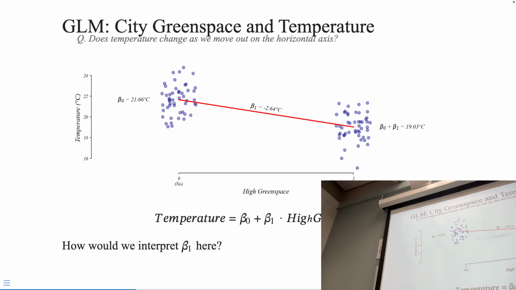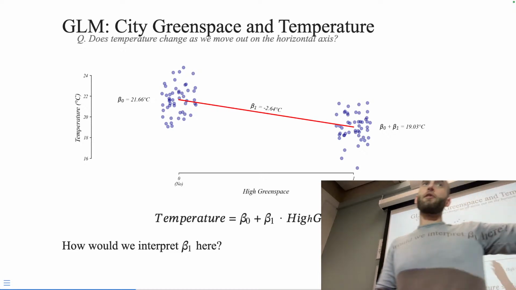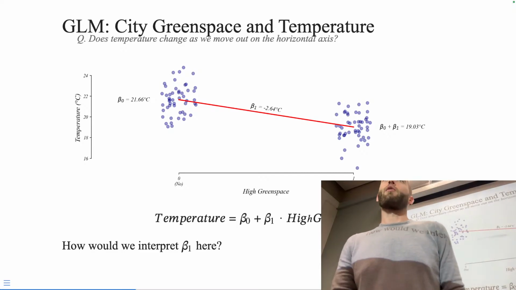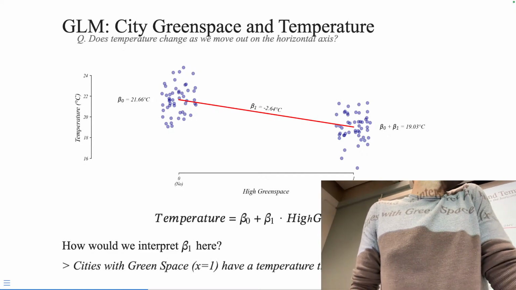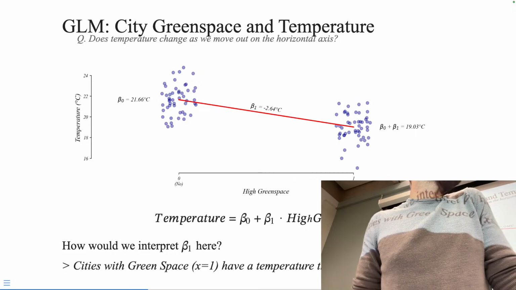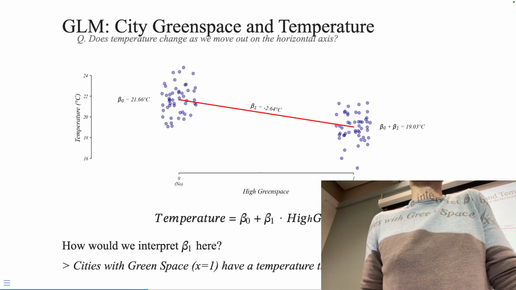All right, someone want to answer my question? James. I said it was the average change in the vertical axis, the average change in the vertical axis as we move between groups. Yeah. So the average difference between the 0 group and the 1 group. Yeah. Lots of different ways of saying it. It's essentially just the slope of our equation. Okay. So cities with green space have a temperature that's lower by exactly beta 1 on average.